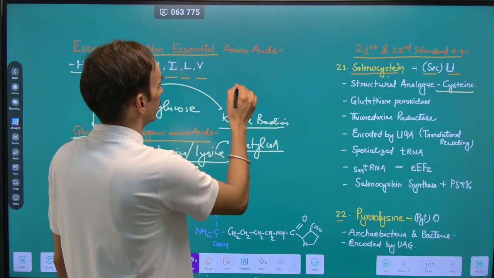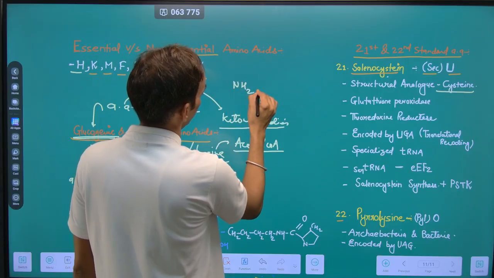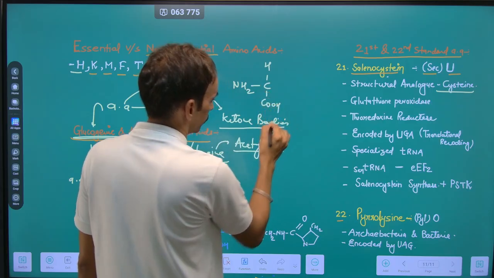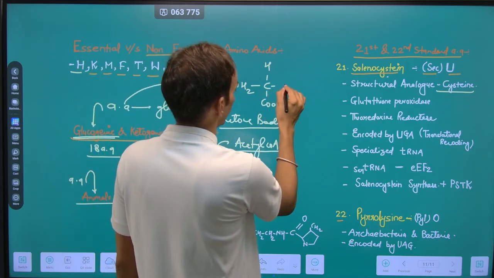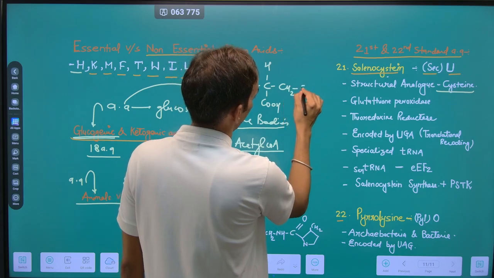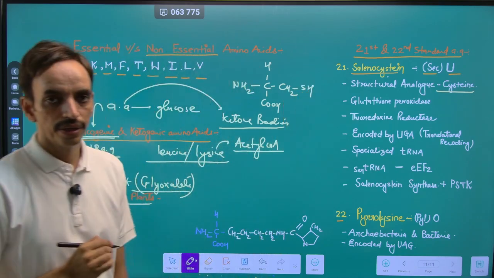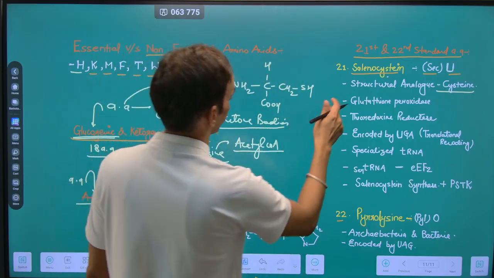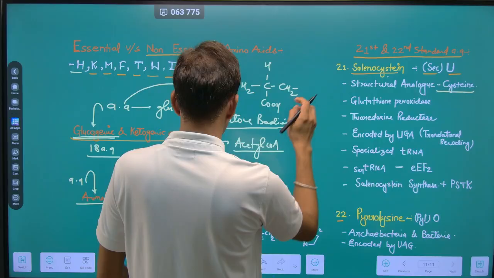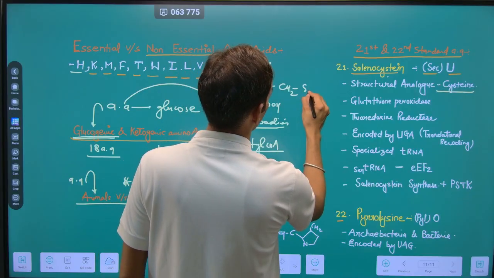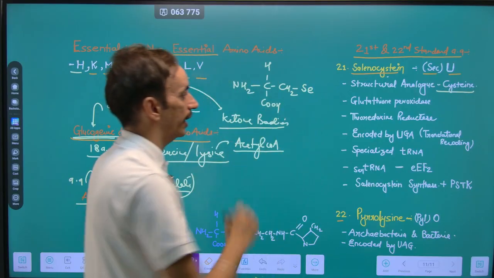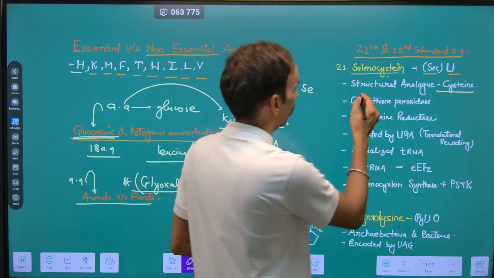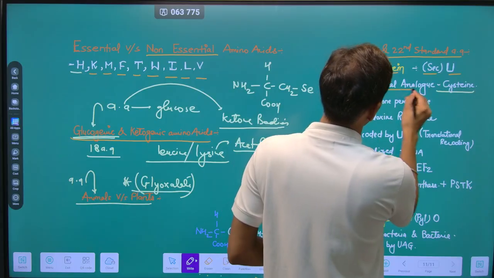सिस्टीन का क्या स्ट्रक्चर था? अगर अमीनो एसिड की स्ट्रक्चर की बात करें अपन, CH and COOH, it is the basic structure, and there is a cysteine that is having a sulfur group. Now this SH, if it is replaced by a selenium ion, then it is known as selenocysteine. So simply it is the structural analog of the amino acid cysteine.